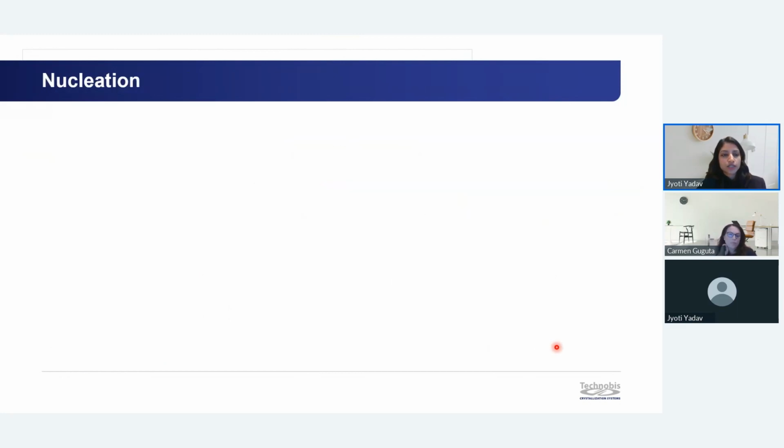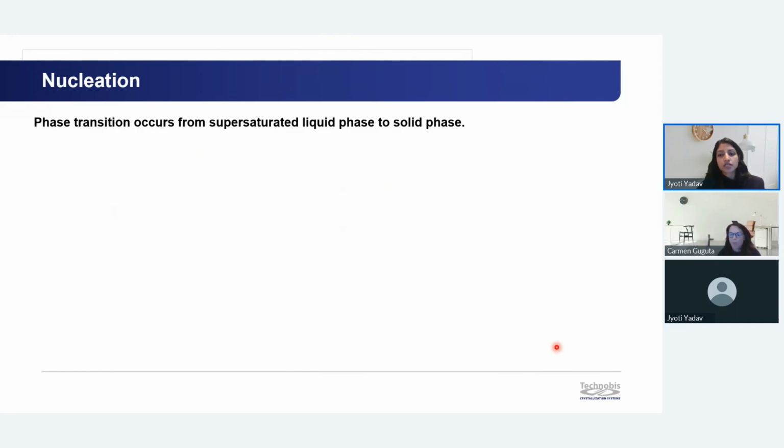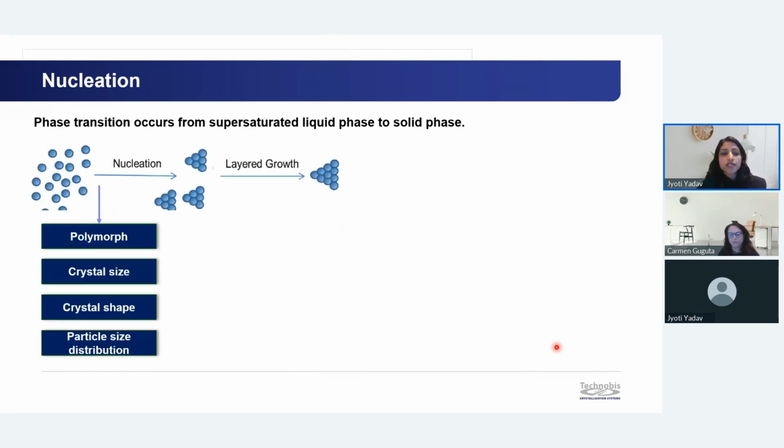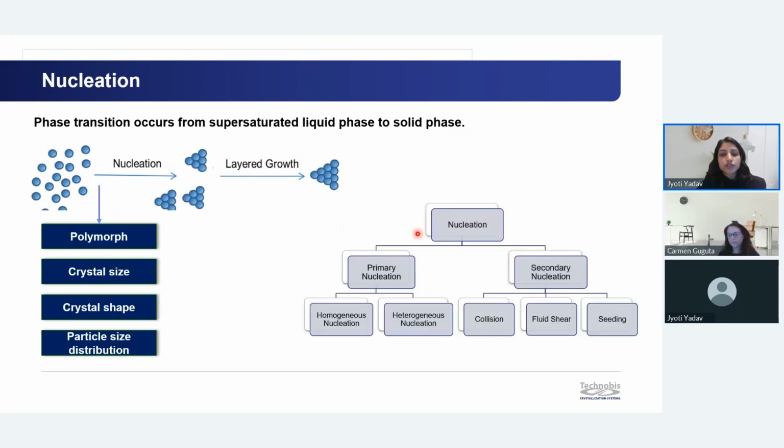And coming to nucleation, nucleation is the first step of crystallization, in which phase transition occurs from supersaturated liquid phase to solid phase. And nucleation has significant influence on the next step, which is the growth phase, and subsequently on the final crystal attributes like polymorph, crystal size, crystal shape, and particle size distribution. Now, nucleation can be categorized into two types: primary nucleation and secondary nucleation. Primary nucleation is formation of crystals in the absence of its own kind of crystals, and it can be further categorized into homogeneous and heterogeneous nucleation.